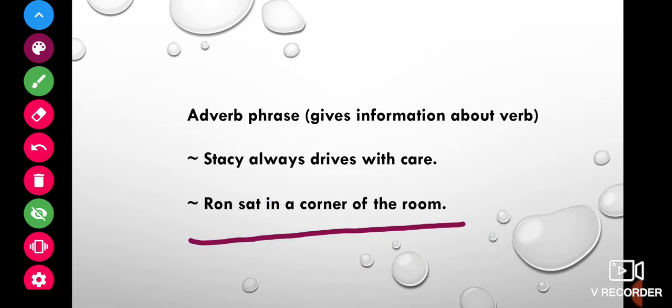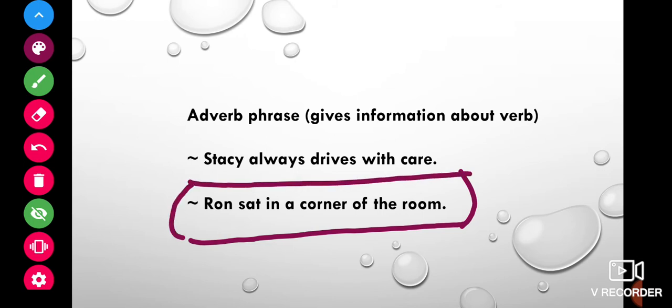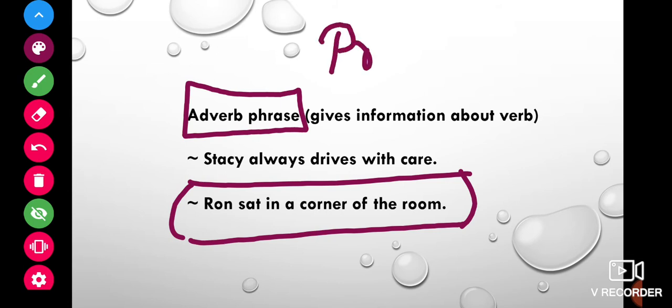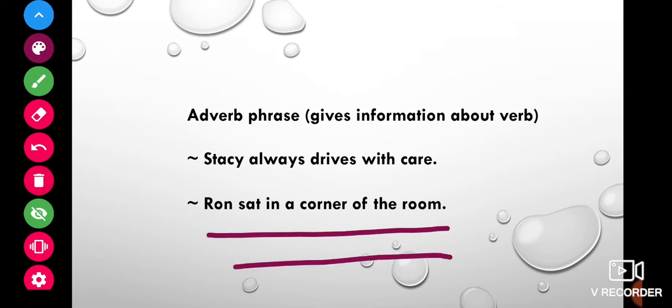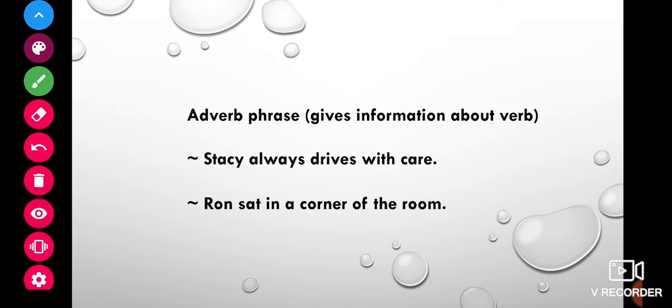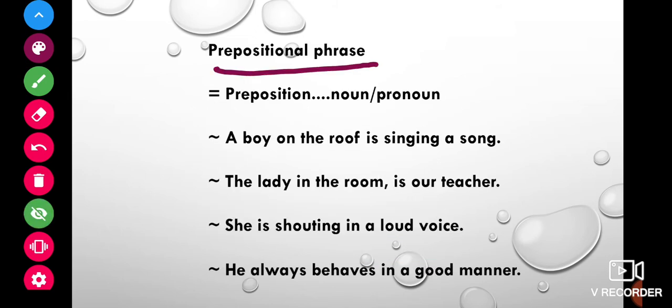Now here in this example, we have one more phrase apart from adverb phrase, and that phrase is prepositional phrase. We have not yet studied what are prepositional phrase, but we will come back to this example again after we read what are prepositional phrases. So let us see what are prepositional phrases. Prepositional phrases always start with a preposition and they end with either a noun or a pronoun. Let us see some examples.